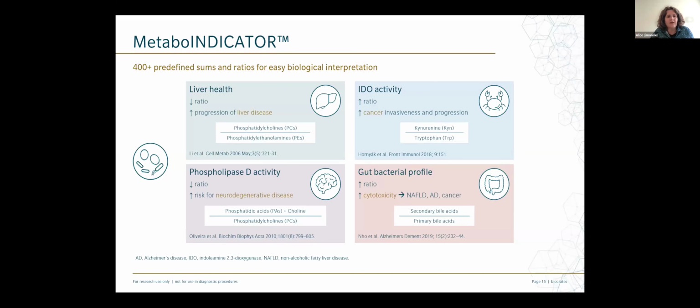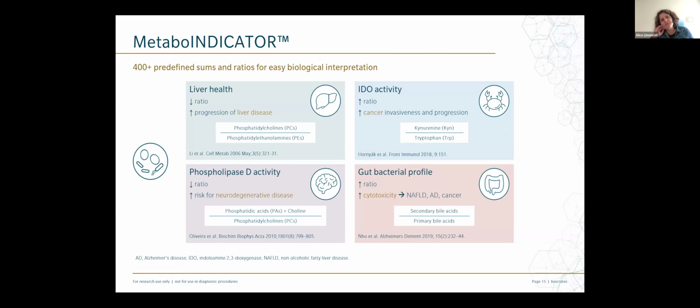So, for example, here we have 4 sums and ratios that could be related to some extent to the activity of the gut microbiome. We recognize on the bottom right the secondary to primary bile acid ratio I was talking about previously. Also, the kynurenine to tryptophan ratio is a very well-known one to assess inflammation a bit more finely. And there are all sorts of such ratios in this tool.